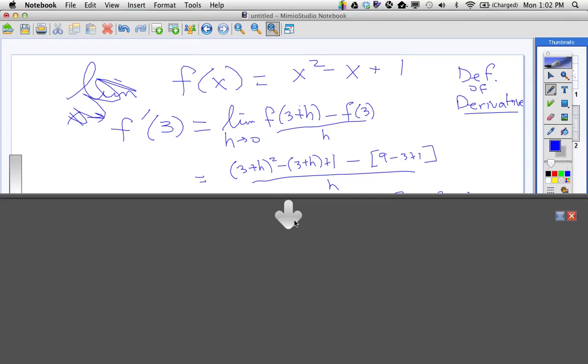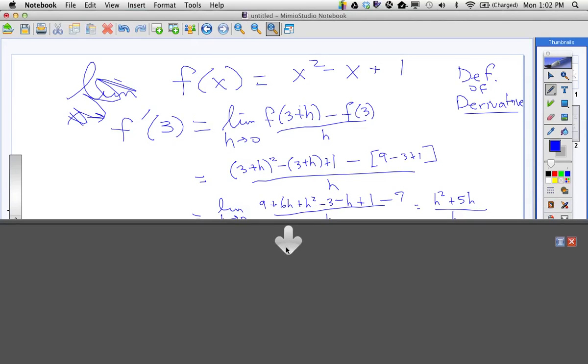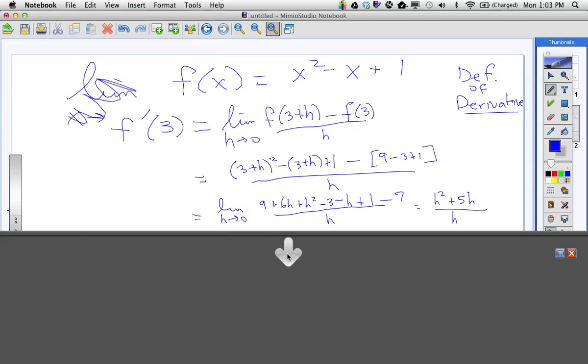Then what? FOIL it all out and combine terms. So this would be 9 plus 6h plus h squared. This would be minus 3 minus h plus 1. This adds up to 7 over here. So minus 7. So we FOIL that all out. We distribute that negative. The 9 minus 3 is 6. 6 plus 1 is 7. 7 minus 7 drops out. So you end up with an h squared, and a 6h minus h is 5h. So you end up with h squared plus 5h all over h.